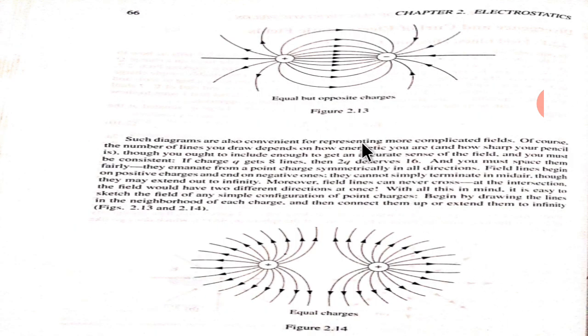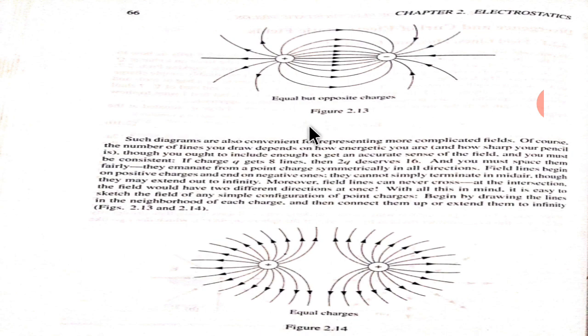Consider these cases. This is a positive charge and this is a negative charge. Field lines start from the positive charge and end at the negative charge, and the number of lines coming from the positive charge is equal to the number of lines accepted by the negative charge. This diagram shows the positive and negative charges, and the lines are like this.